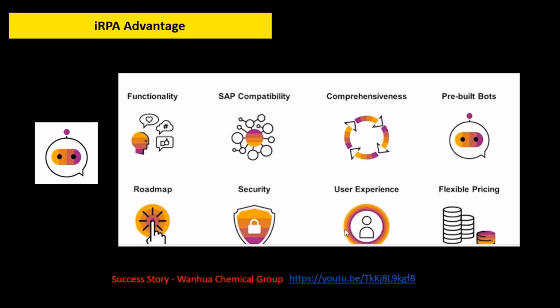Then flexible pricing is there. During the course I'll talk about the pricing, where for development and testing purposes they don't charge much. They don't even charge, in fact, and they will only charge when you run the bots. So flexible pricing is there. A lot of competitive advantages are there. If you want to learn about a success story, you can check over here. This site is there, Wahoo, or you can search for Wahoo Chemical Group. I'll also show some more cases to you after this session.